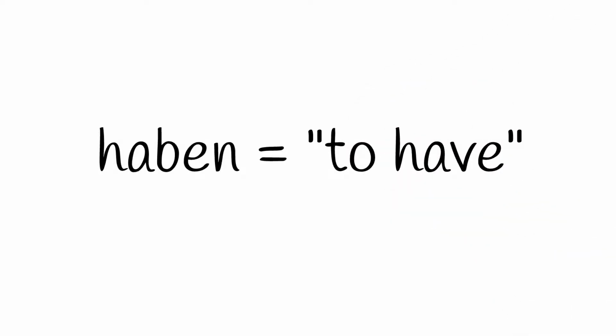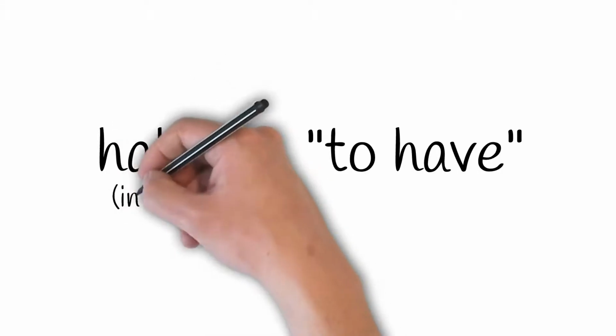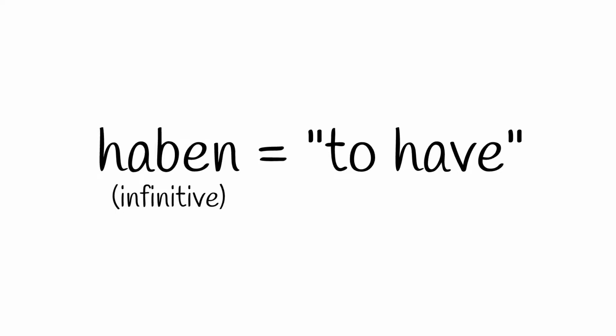We could just stop there, but we need to know how the verb changes in different contexts. You see, the verb haben, as we see it now, is in its infinitive form. What that means is it's the form you'll find in the dictionary. It's the base form, but we need to change that according to who is speaking.